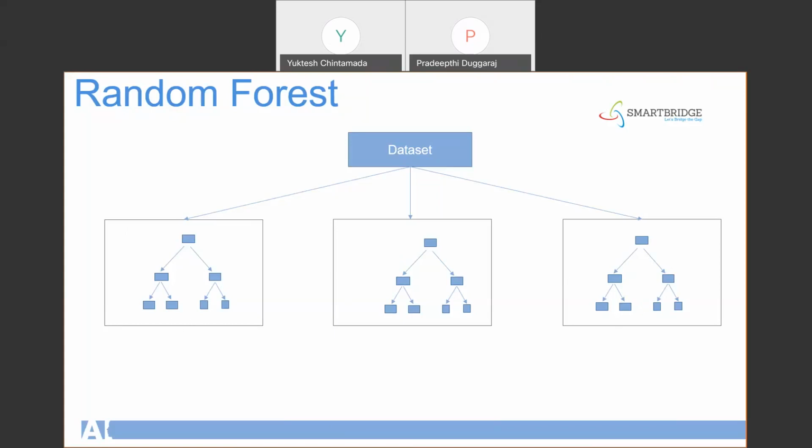Now for regression, you take the mean of these 3 outputs: 20,000 plus 25,000 plus 30,000 divided by 3. That is what random forest regression is. So purely the concept is decision tree only, but in random forest, different decision trees are built. So this is all about random forest regression and classification.